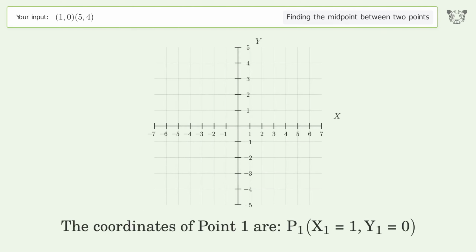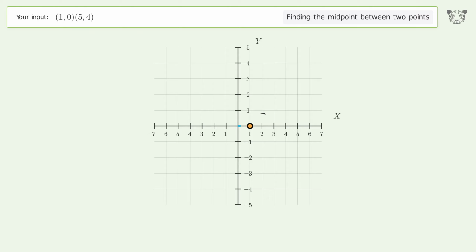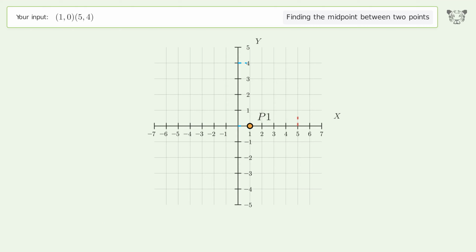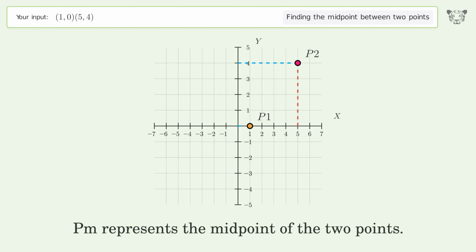The coordinates of point 1 are, x1 equals 1, y1 equals 0. The coordinates of point 2 are, x2 equals 5, y2 equals 4. PM represents the midpoint of the 2 points.